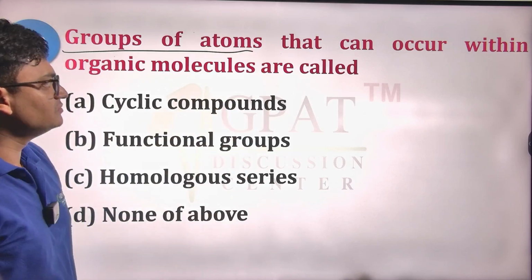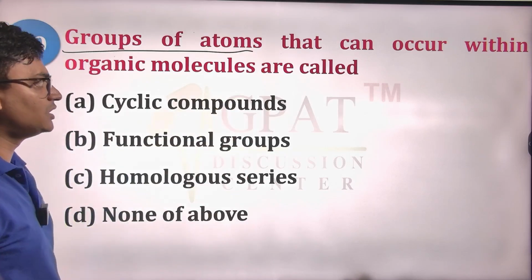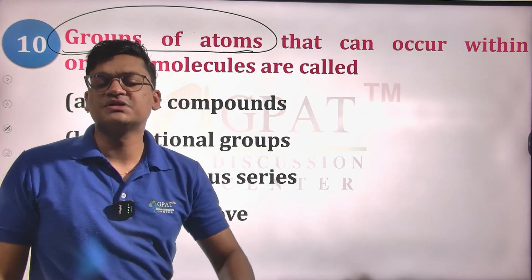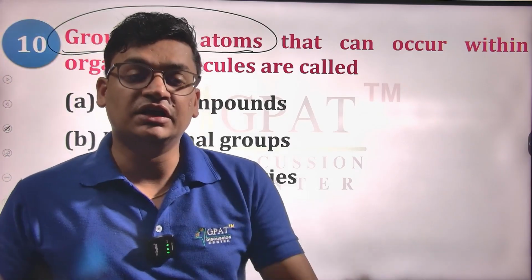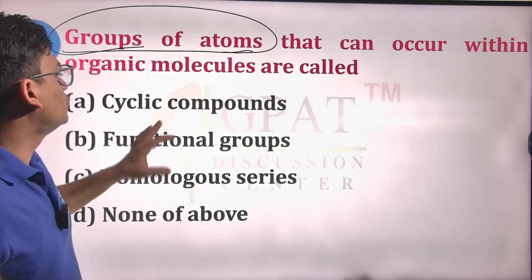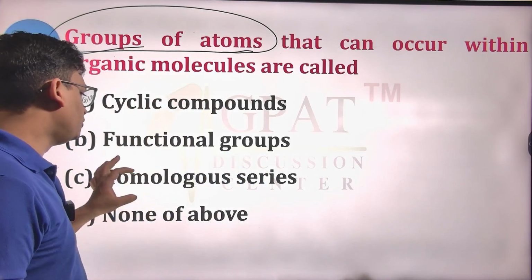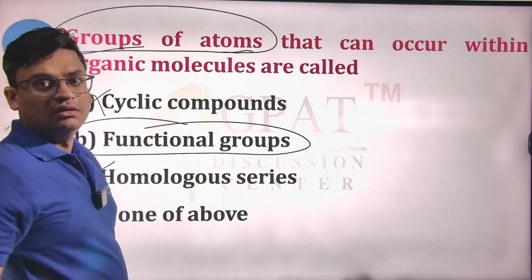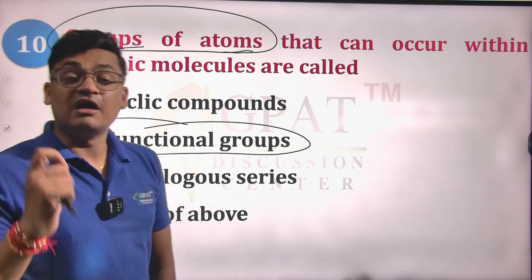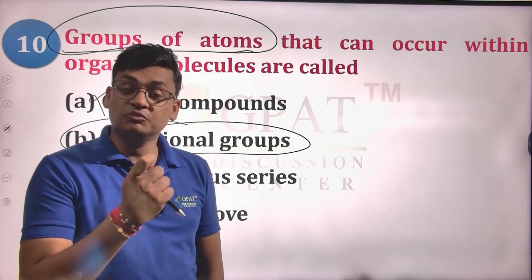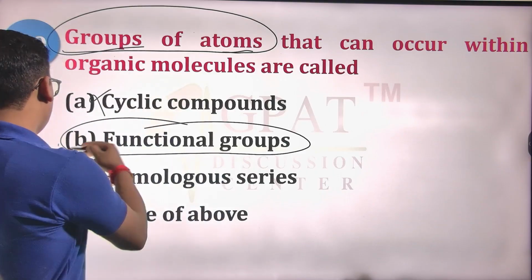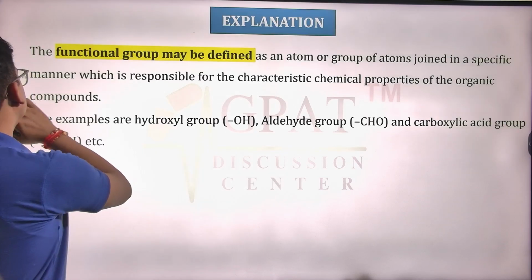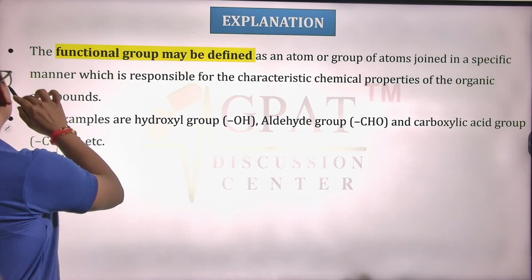Groups of atoms that can occur within organic molecules are called: okay, so here we are asked about the groups. These groups are basically those that decide the chemical nature of particular compounds. The options are cyclic compounds, functional group, homologous series, or none of the above. These groups have the valid reason to decide the chemical nature of the compounds they are attached to. So option B will be the right answer: these groups are known as functional groups and they decide the chemical nature of those particular structures.